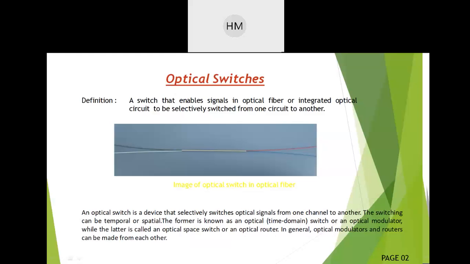Okay, routers are used now. You have seen routers are used for communication from one end to another end to transmit the signal. Okay, we use routers in between. So it is a type of router only. It is an electro-optic switch. In general, optical modulators and routers can be made from each other. So this is the basic definition of optical switches.